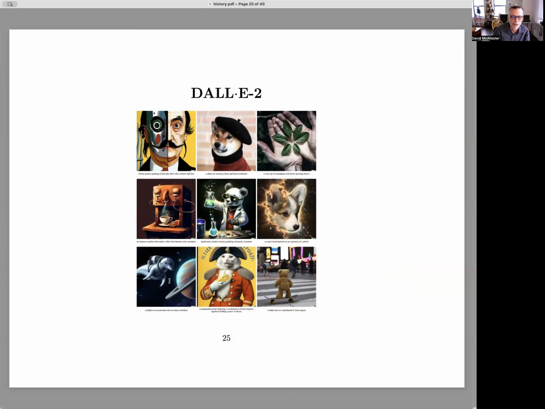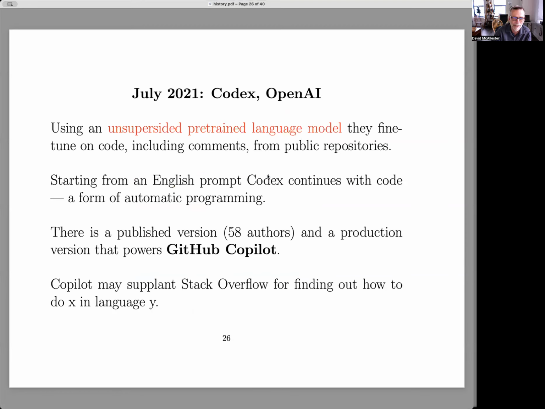Here's DALL-E 2. This was based on diffusion models. And this was the first model that could generate really high-quality images from basically an arbitrary text prompt. So this is something that would have been viewed as absolutely crazy sci-fi even 5 years before this. So this was really astounding. Okay, July 2021, Codex appears. So this is the first time people were trying to use language models to write computer code.